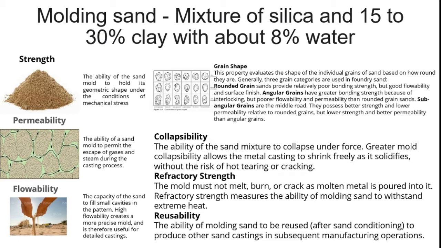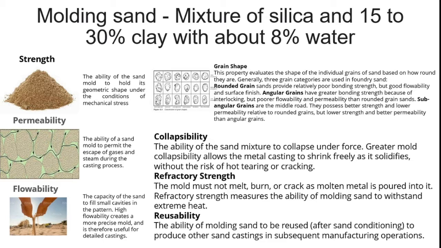Then flowability, the capacity of the sand to fill small cavities in the pattern. High flowability creates a more precise mold and is therefore useful for detailed castings. Okay, the strength, permeability, and flowability properties.